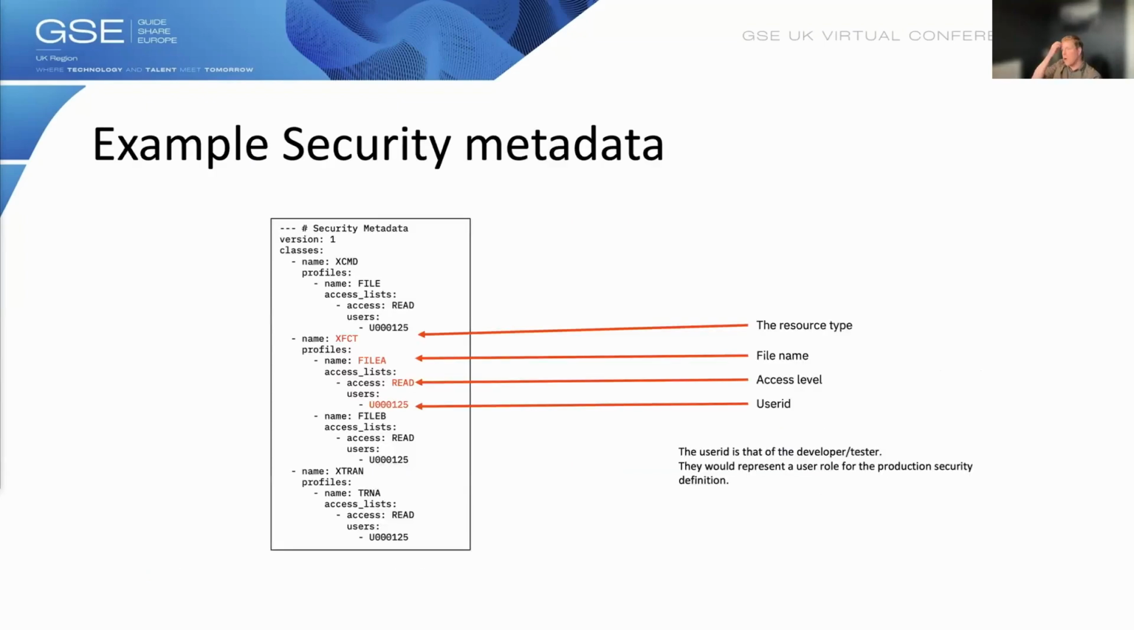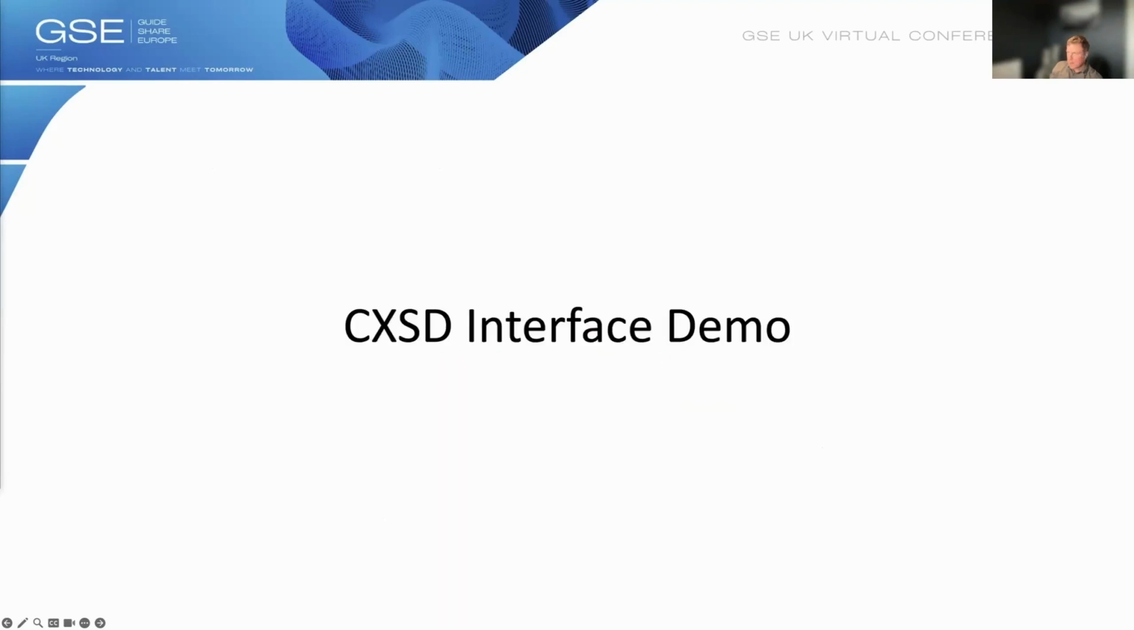So here's an example of the security metadata which you get out of running SDC. We can see here as an example, the ones highlighted in red, we've got a file resource class being used here, and in particular, the file name was called file A, and user U125 is reading it. So we can see there that it's very human readable. It's all very clear what's going on. And we'll see a few more examples of these later. In fact, we'll see them right now, because this is the time when I'm going to attempt a live demo of CXSD.